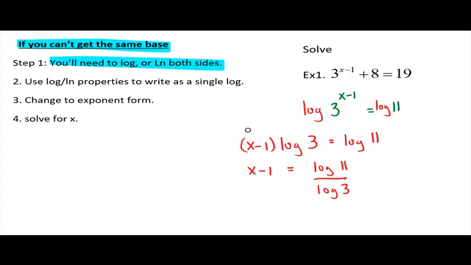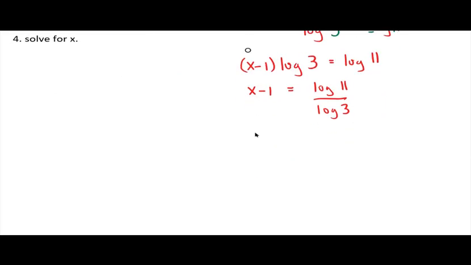And then I'm going to add 1 to both sides. So my final answer, I'm going to end up with x equals log 11 divided by log 3, plus 1. Okay, so I put x equals. Now, usually these are non-calculator questions, so you would just leave your answer like this. You wouldn't be expected to simplify anymore. If it happens to be a calculator problem, then you can just put this in the calculator and then round to 3 significant figures. Okay?